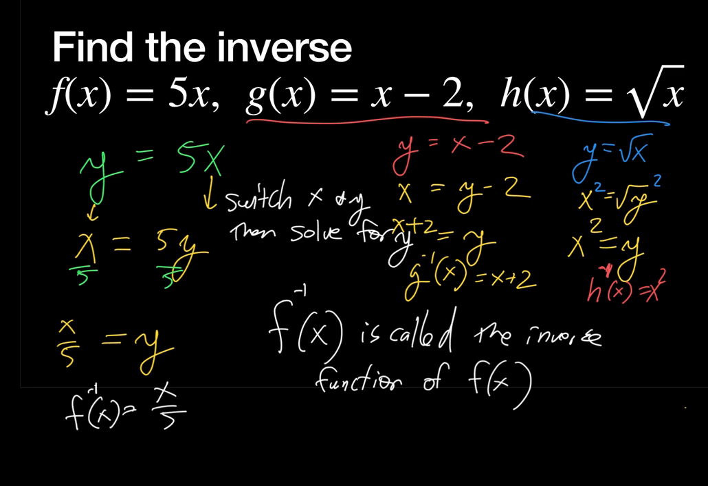The negative 1 on a function does not mean to the negative 1 power. How do I know that? Powers only go on numbers and variables, not on functions. F to the negative 1 of x is this, the inverse of g. If I read this verbally, this is the inverse function of g. So the inverse function of g of x, something like that. I don't actually say the negative 1. Inverse function of f of x, that's how I write it. Inverse function of h of x is x squared.